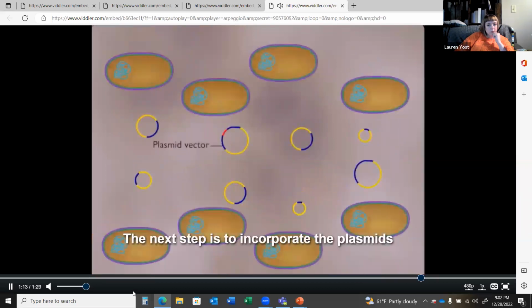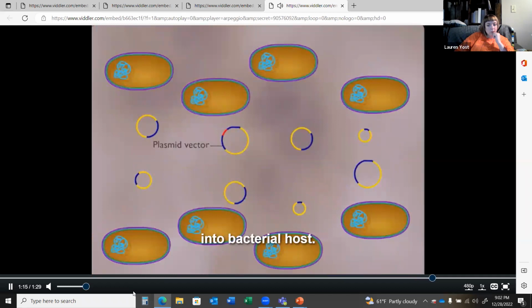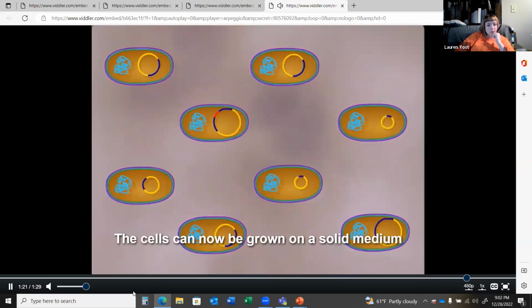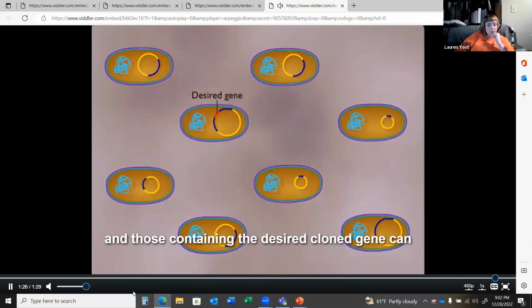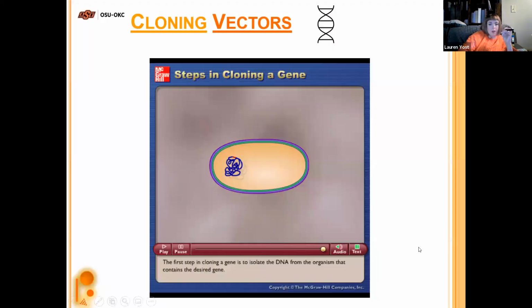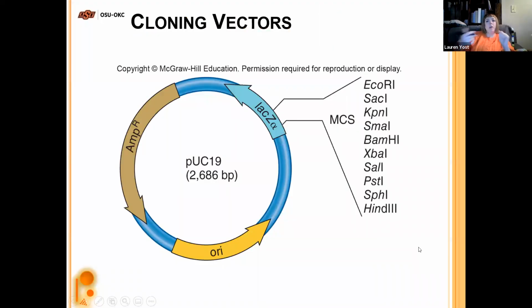The next step is to incorporate the plasmids into a bacterial host. The cells can now be grown on a solid medium, and those containing the desired cloned gene can then be isolated. Okay, that's how that would work. There are steps to make it more specific as you go along, but it just depends on where you're starting from.